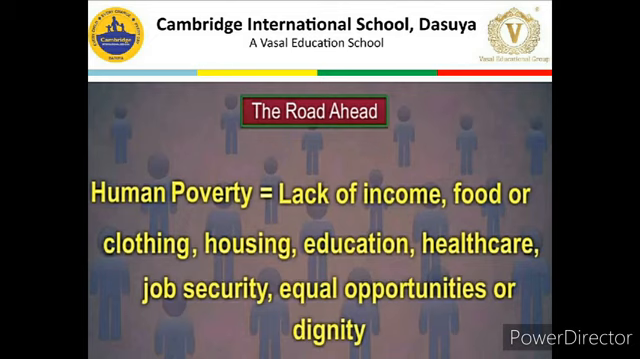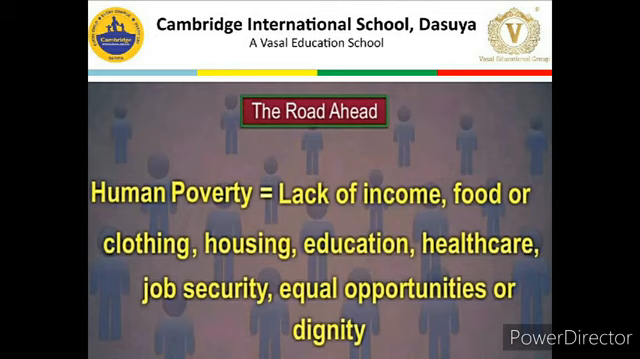A large number of people may have been able to feed themselves, but do they have education or shelter or healthcare or job security or self-confidence? Are they free from caste and gender discrimination? Is the practice of child labor still common? So therefore, all these aspects are to be taken into consideration while we are talking about human poverty, which is a broader concept than poverty.